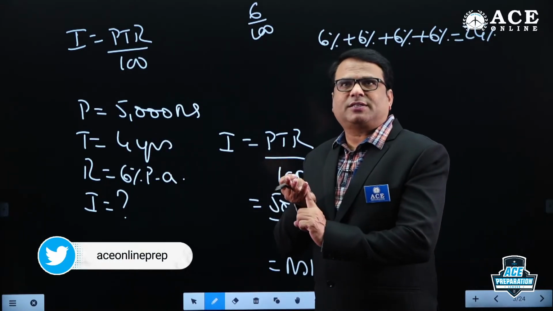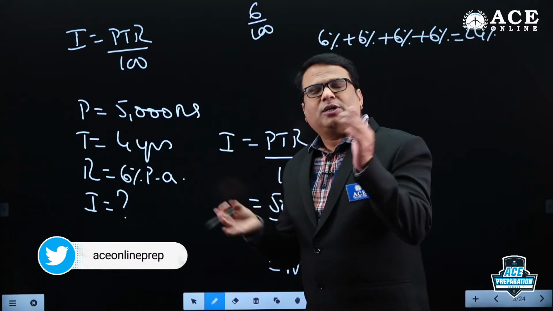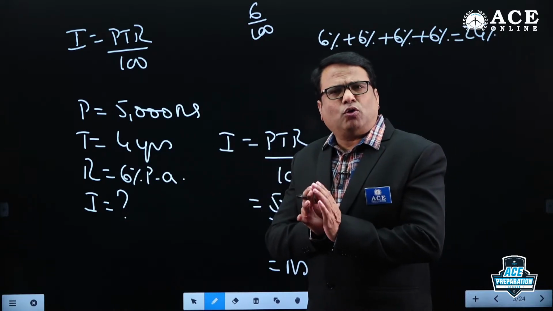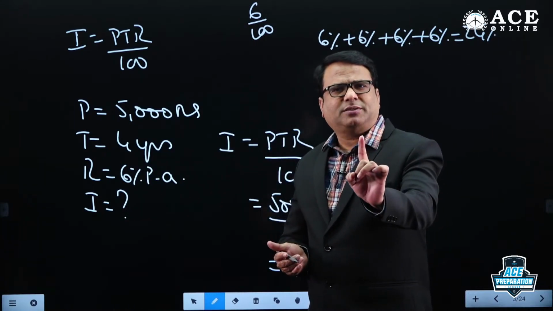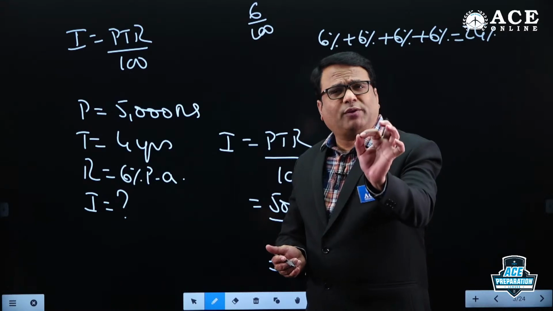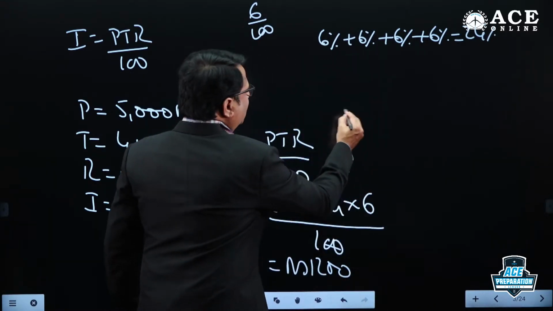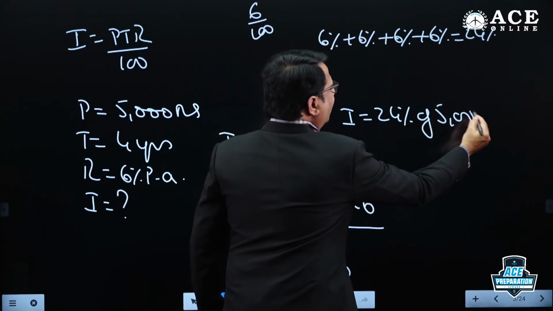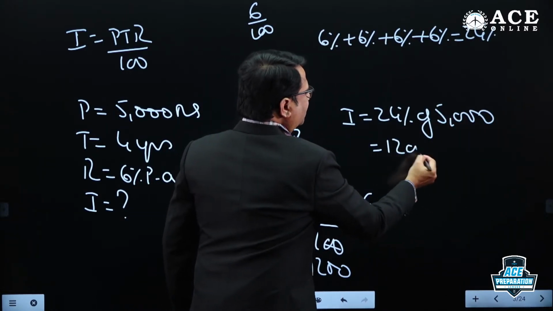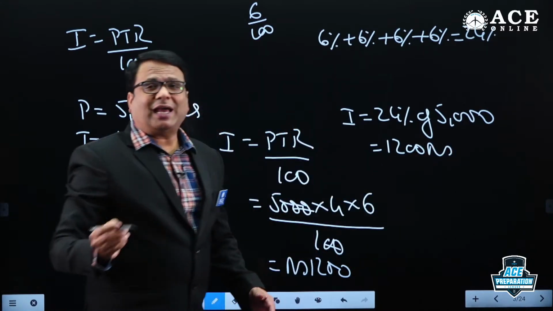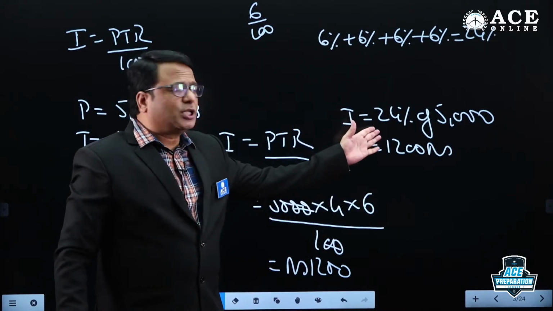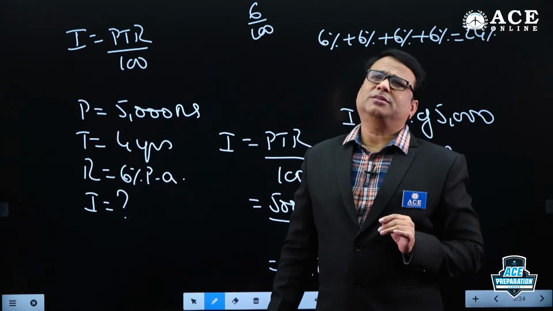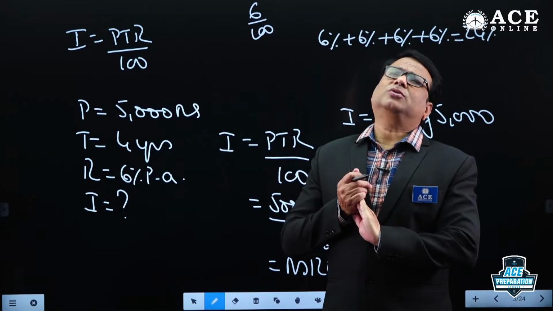that for 1 year it is 6%. So, for 4 years total interest is how much? 24%. So, I write interest equal to 24% of 5,000. 1200 rupees. And if you are good at calculations, you need not even put this on paper. For 1 year 6%, for 4 years 24%. 24% of 5,000 is 1200.